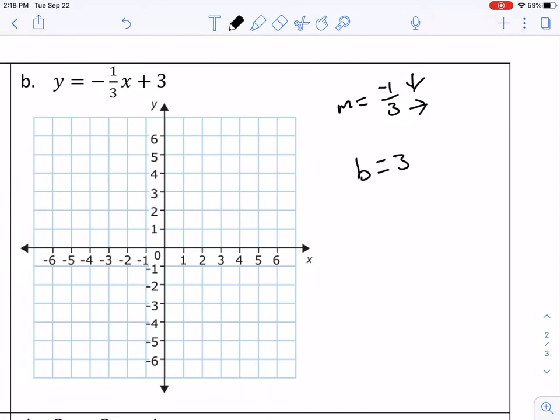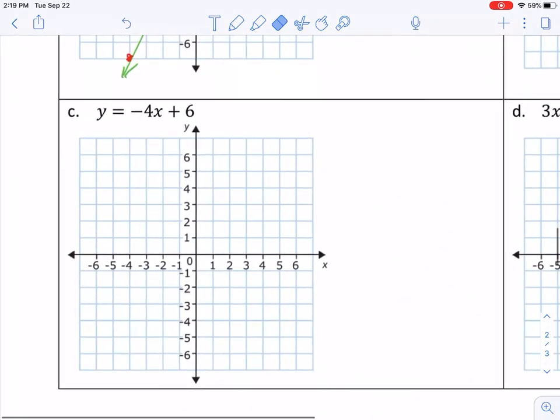B equals positive 3. I got that from here. So I begin at 3, and I move down 1, right 3, put a point. Down 1, right 3, put a point. And I've run out of graph. I could also do the exact opposite and go up 1, left 3, even though I went past it. Up 1, left 3, and put a point, and then I can just connect my dots. That's it. So graphing's not that bad.